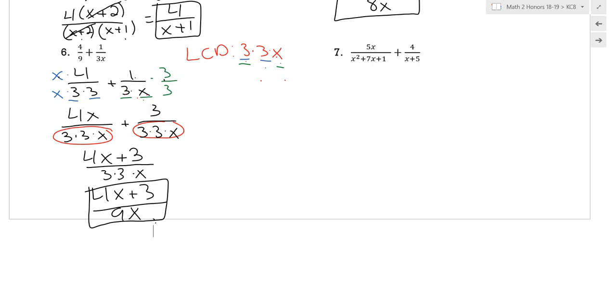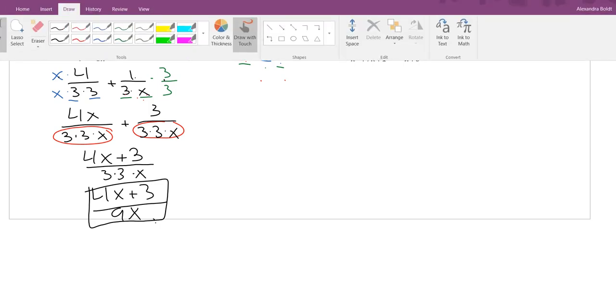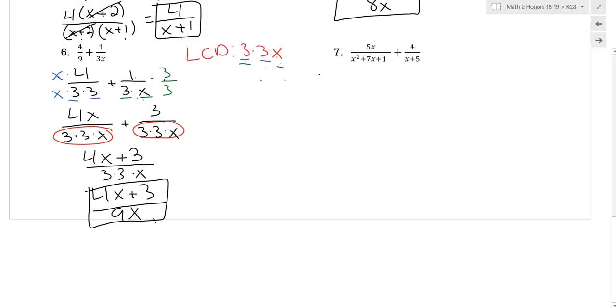All right, let's look at number 7. Now, this is when we have to factor to find our factors. So I have 5x over x² + 7x + 10. This is supposed to be a 10, and we've lost it as a 0 there. Sorry. x² + 7x + 10. So what multiplies to 10 and adds to 7? x plus 5 and x plus 2, right? 5 times 2 is 10. 5 plus 2 is 7.